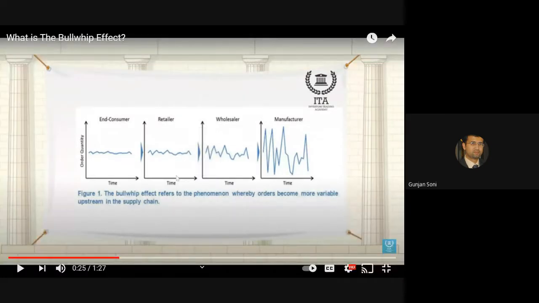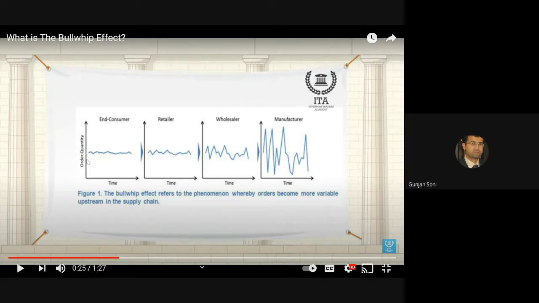So you can see here again, this is the demand of the end consumer. This is how it is varying across time. When it reaches a retailer, you can see there is more variation. So variation is the problem, not the size of the order, because variation brings a lot of uncertainty in the scenario. Here you can see the spikes are more, the ups and downs are more, the crest and the trough are more for the retailer, and for the wholesaler it is again increasing, and for the manufacturer it is again increasing.